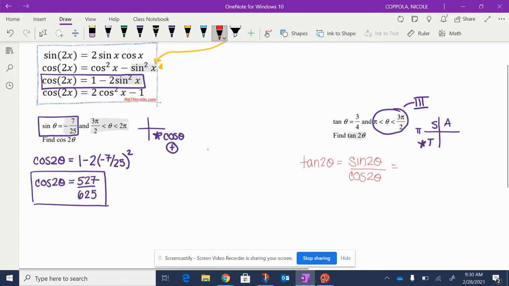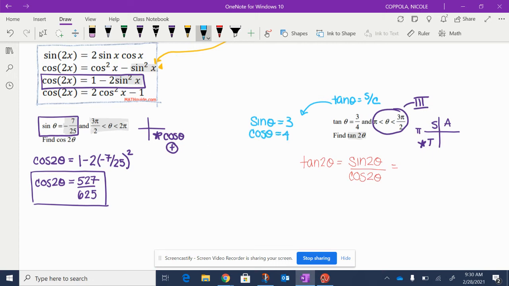The nice thing about tangent, guys, is that we know tangent is sine over cosine. So I have sine of theta in my numerator, which is 3, and cosine of regular theta in my denominator, which is 4, which makes subbing into these equations so much easier. So for sine of 2x, I have to sub into this top one. So I've got 2 sine of x, which is 3, times cosine of x, which is 4, over.